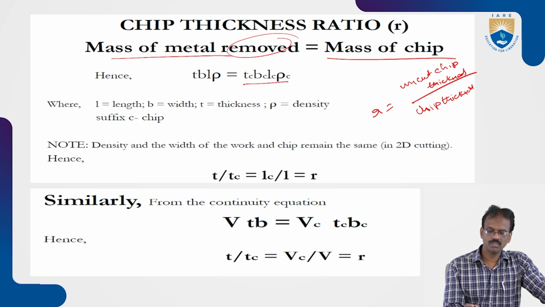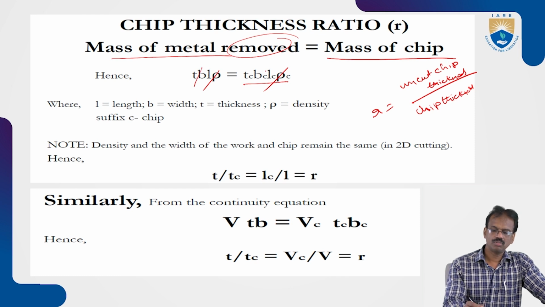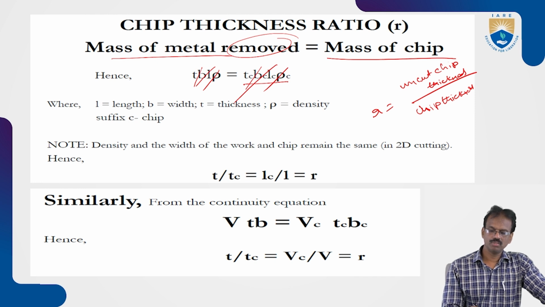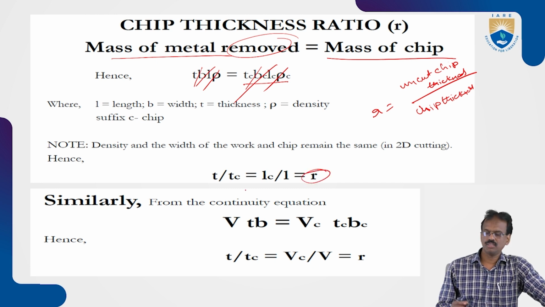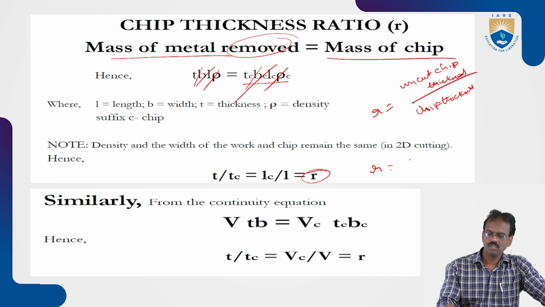So you can equate this one automatically. Density doesn't change, you can cancel this one. Width also doesn't change, and the length also doesn't change. Then thickness, that is T by TC. So that shows the ratio of the thickness: R is equal to uncut chip thickness by chip thickness, T by TC.